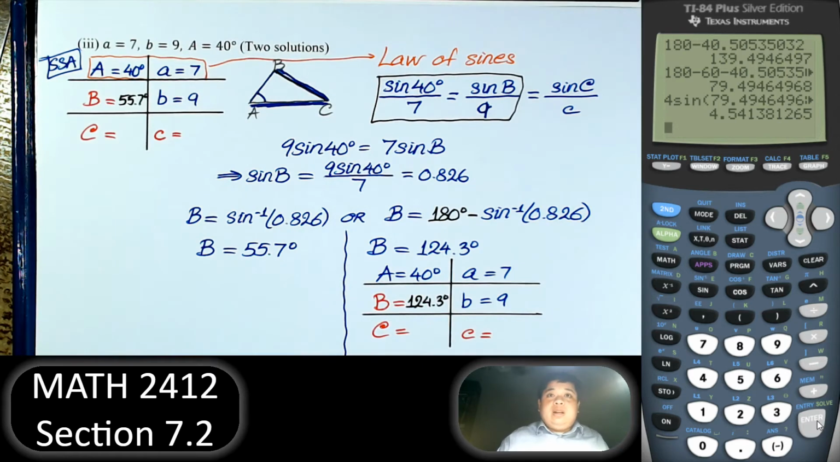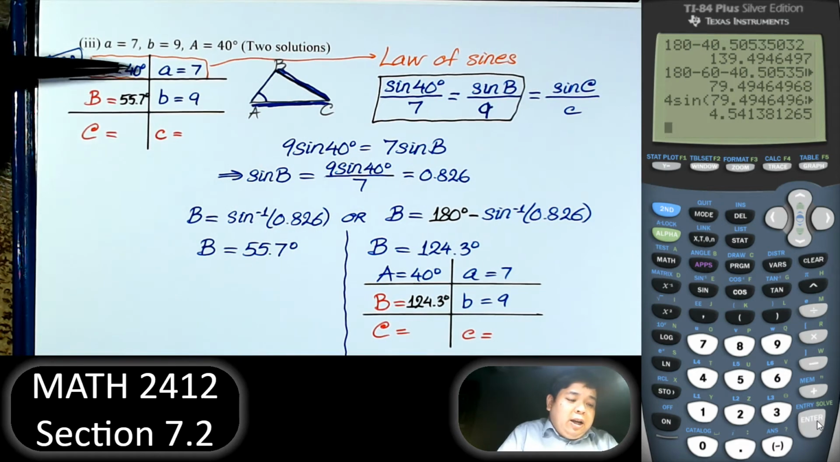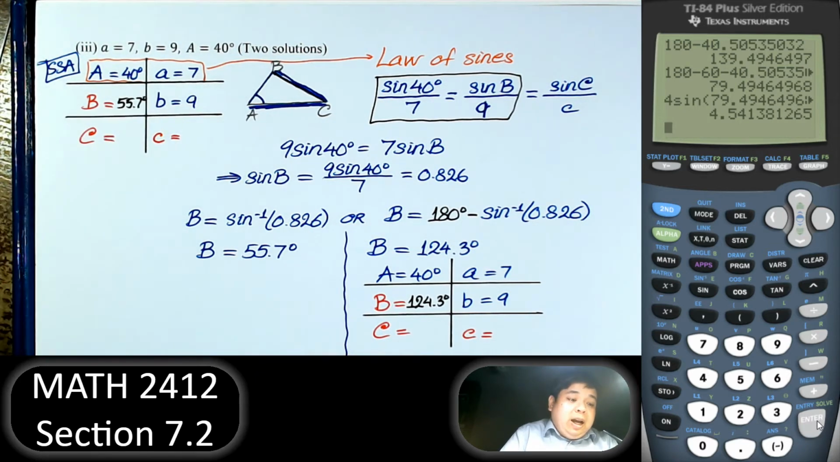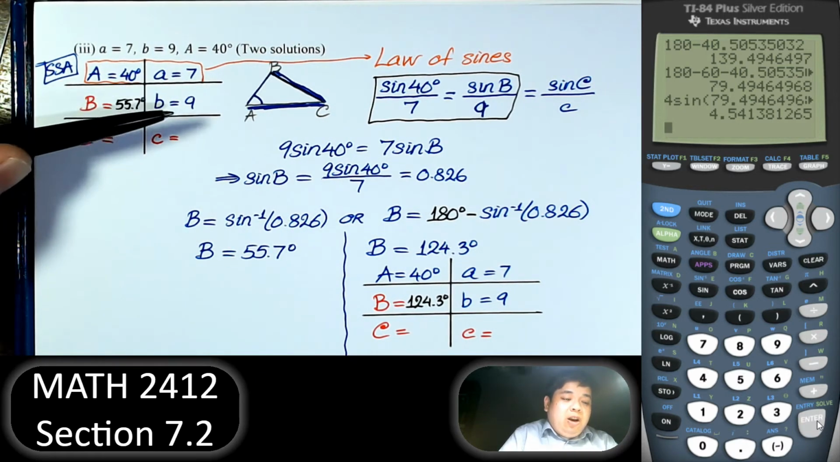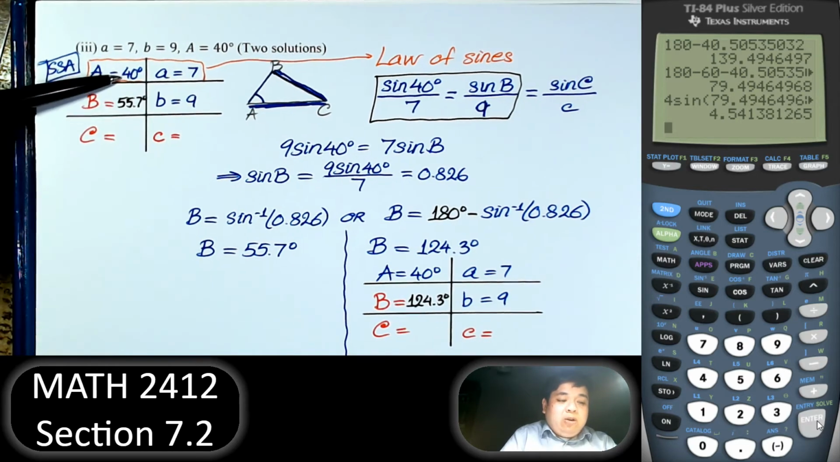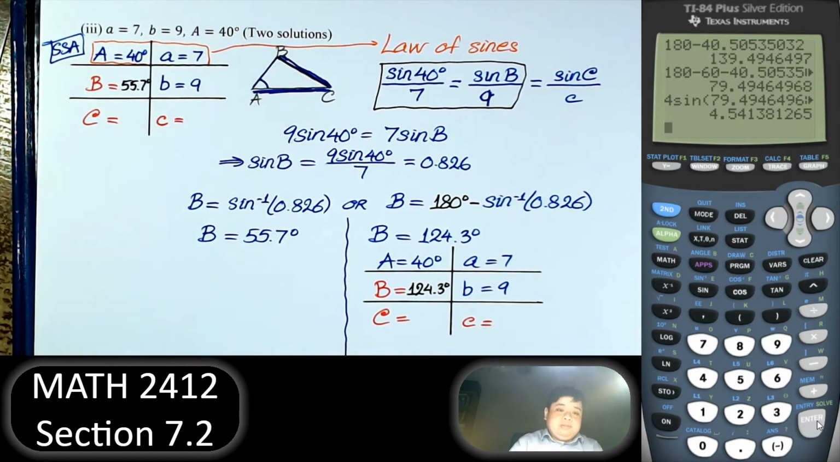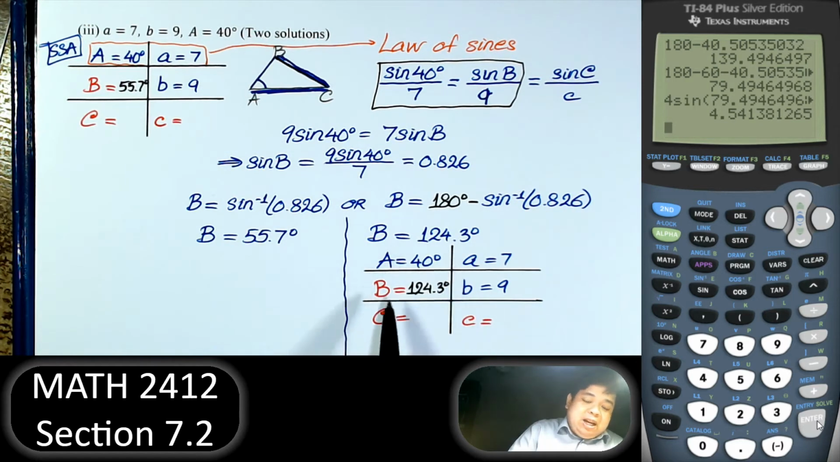Now let's stop and think about this for a moment. This one, 40 and 55.7, there is certainly room for angle C, so that's good. Furthermore, bigger angle, longer side; smaller angle, shorter side. Same thing here, 40 and 124.3, there is room for angle C, so that's good. So it looks like both of them will work. Now we have two scenarios, and we just need to work on both.